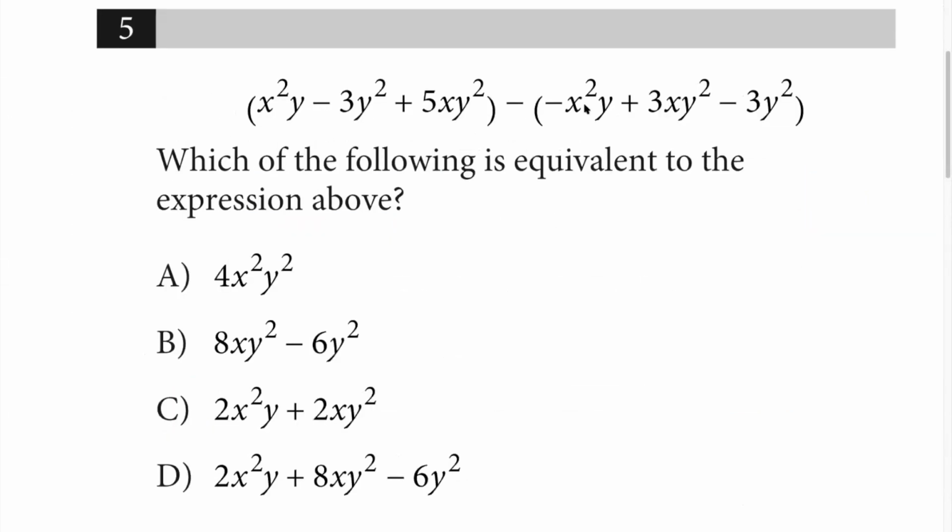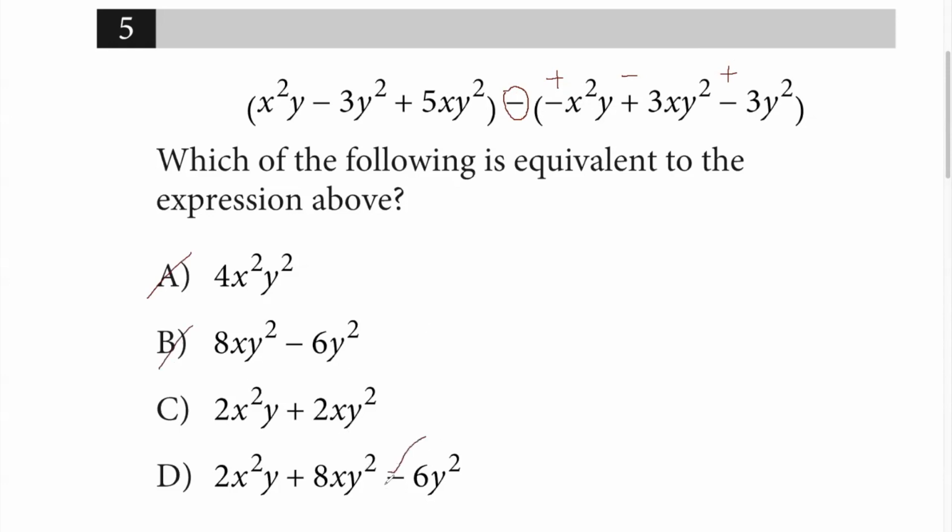Question number 5. Which of the following is equivalent to the expression above? Let's check. Look, here we have a minus sign right here. We change all the signs of them. Like it is going to be plus, that one is minus, that one is plus. X squared y plus x squared y is 2x squared y. So we can eliminate A and B. So check the cases C and D.